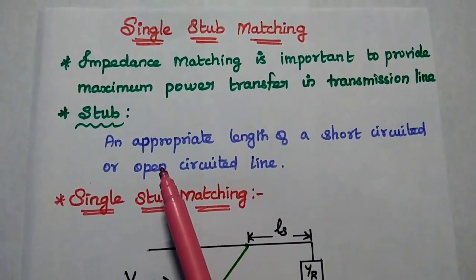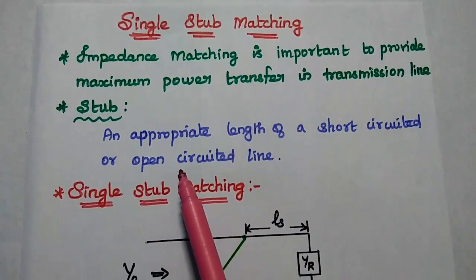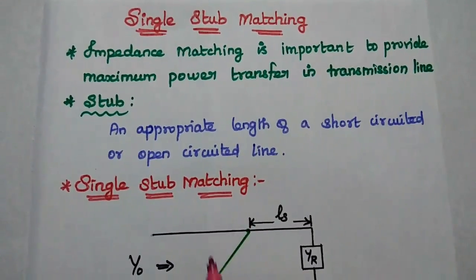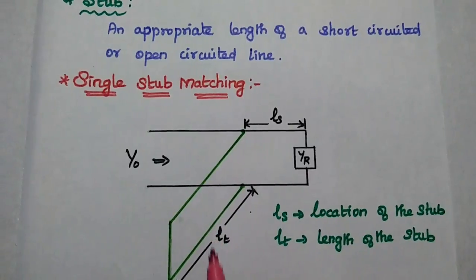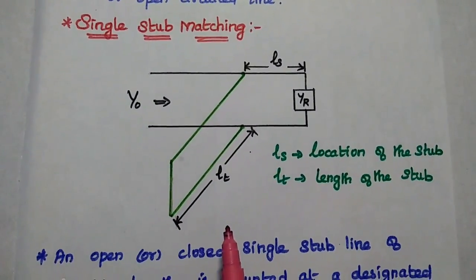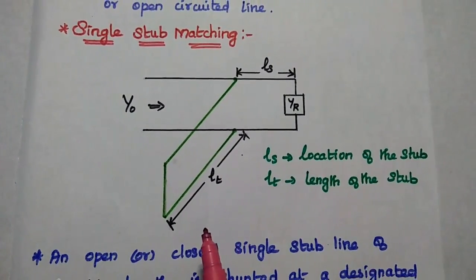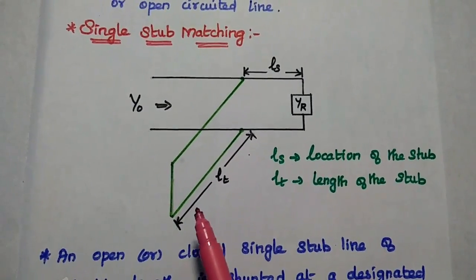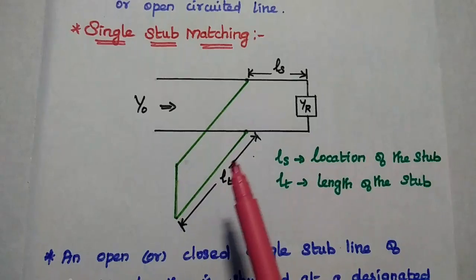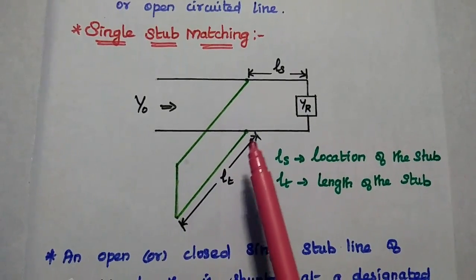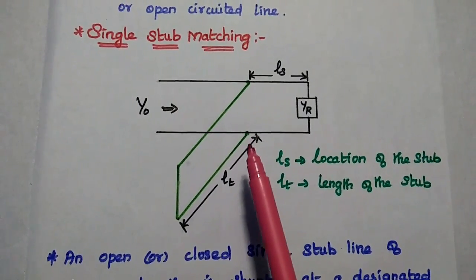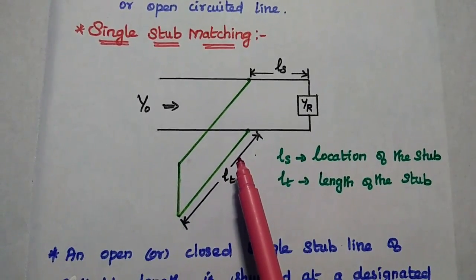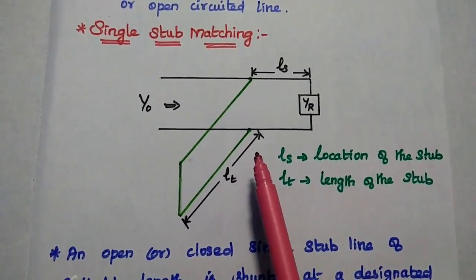What is meant by step? It is an appropriate length of a short circuited or open circuited line. So in this video lecture we are going to analyze single step matching. In this method we are going to use a single step line of suitable length which is connected in parallel at a designated distance. That means at a proper distance where we can get the real part of the source impedance equal to the characteristic impedance.